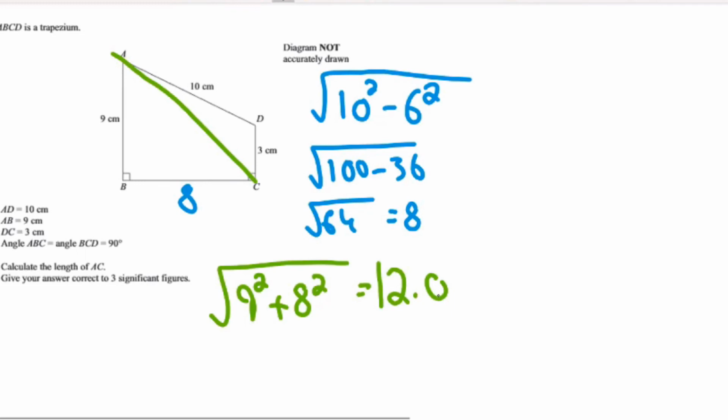And I bothered to write the 0.0 because the question did specify 3 significant figures. On the calculator it is 12.04. The 4, which would be the 4th significant figure, rounds down, just leaving it as our 12.0. I might as well label that centimeters. And that would be our answer. We have got this by doing 2 versions of Pythagoras' theorem within a more complicated shape.